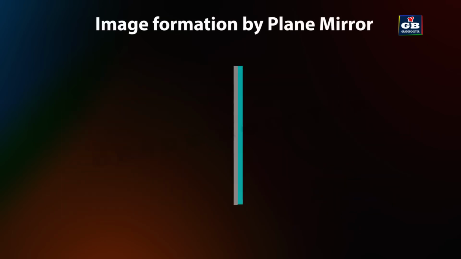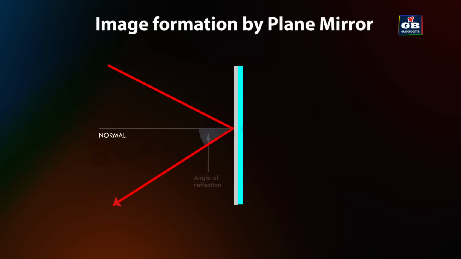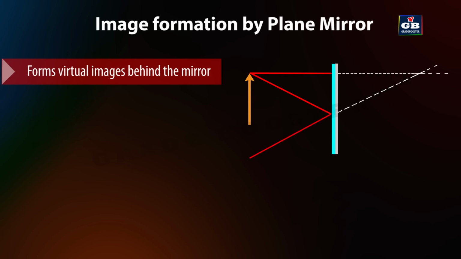This is a plane mirror. When a light ray strikes a plane mirror, it gets reflected back. According to the laws of reflection, the angle of reflection is equal to the angle of incidence. Image formation. Plane mirrors create virtual images that appear to be located behind the mirror at the same distance as the object in front of the mirror. These virtual images are not real. That means they cannot be projected onto a screen. They are formed by the apparent intersection of reflected light rays when extended backward.